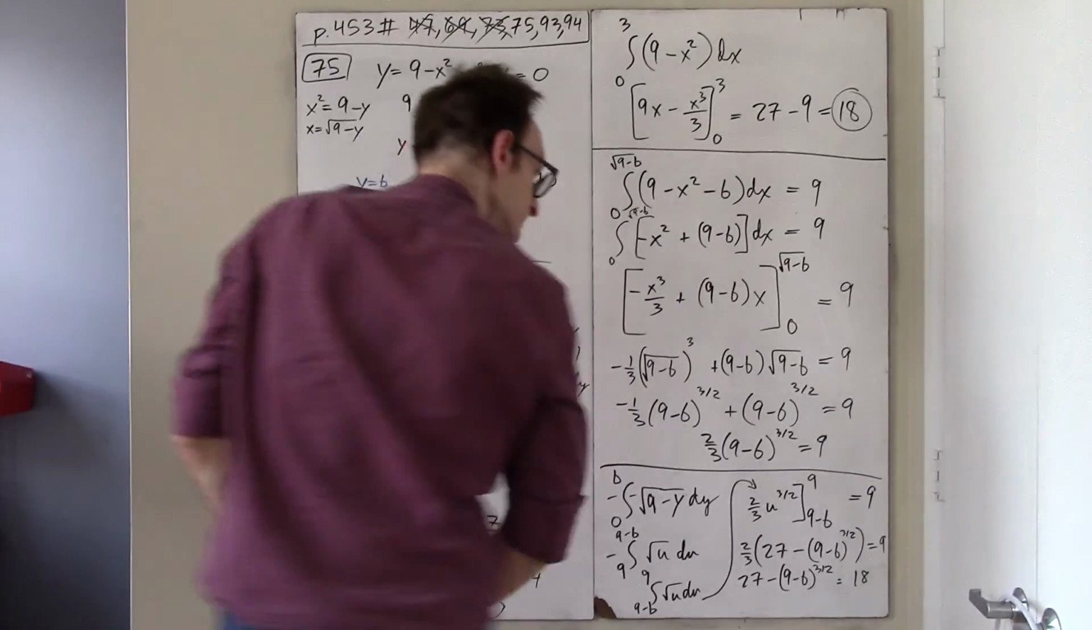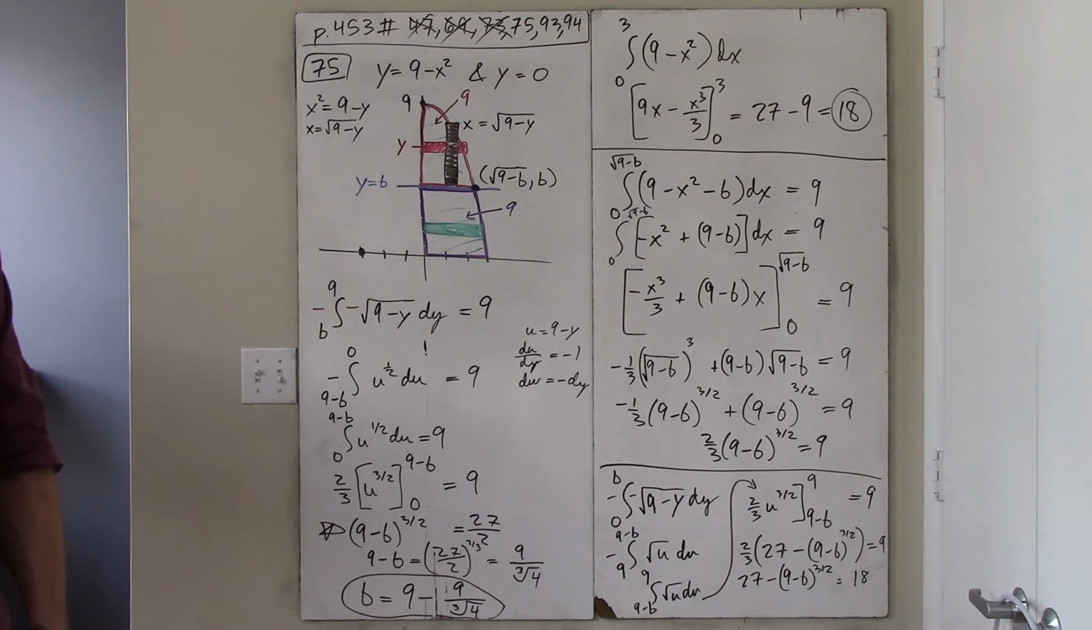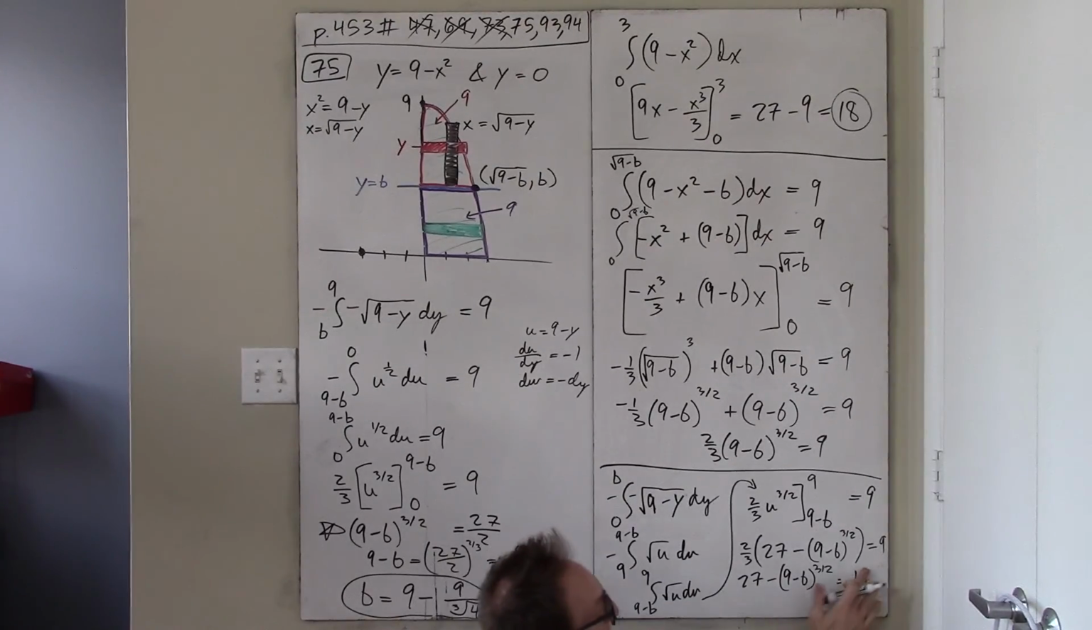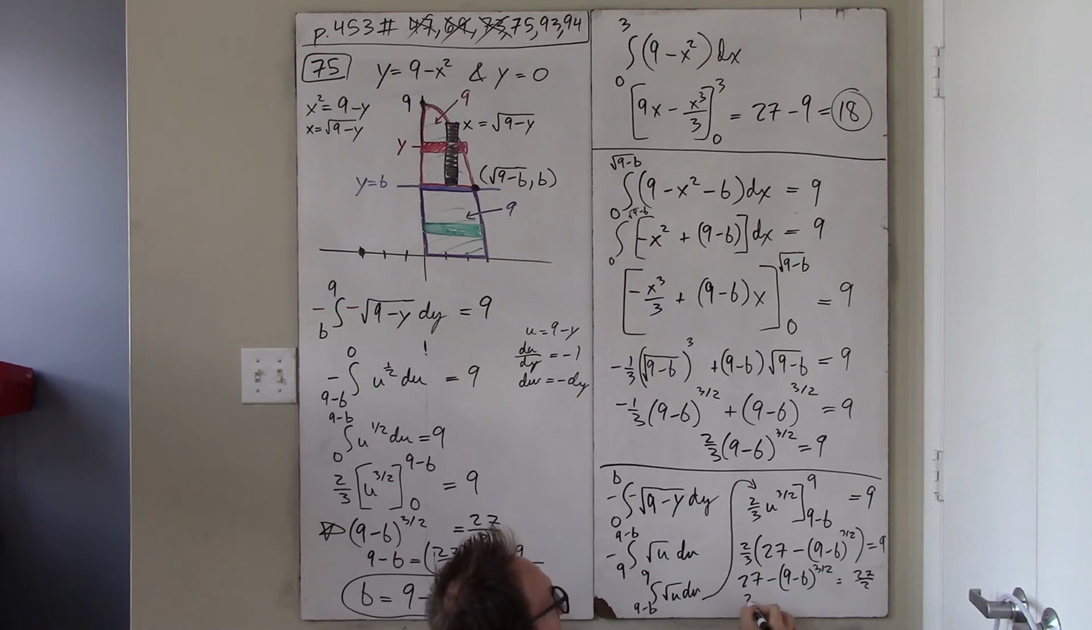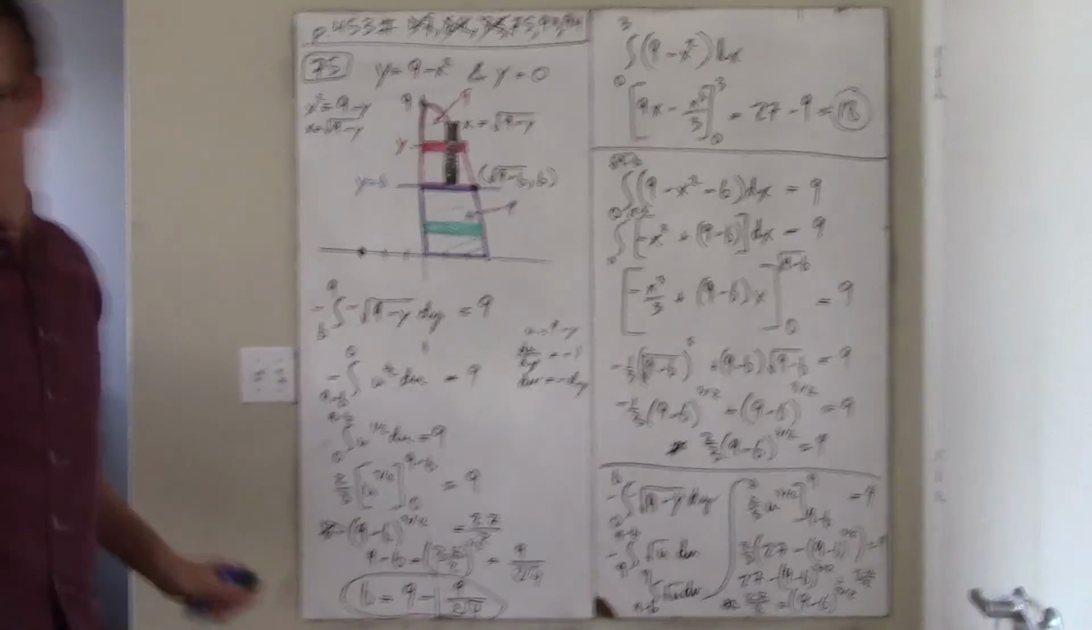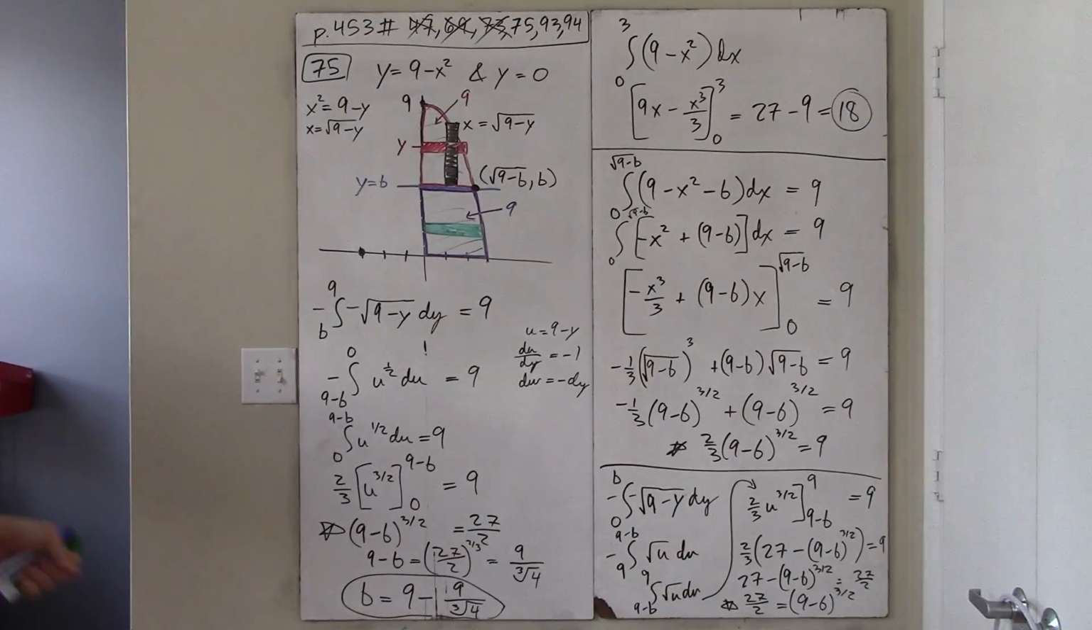Oh man. 9 multiplied by 3 halves. 9 times 3 halves. No, that is going to give me 27 halves. But then, on this final step, what I get is 27 halves equals 9 minus b to the 3 halves. So again, it's the same equation. Star, star, star. Okay, so 3 seemingly totally different ways to attack this problem.